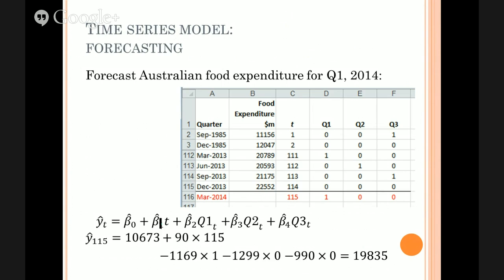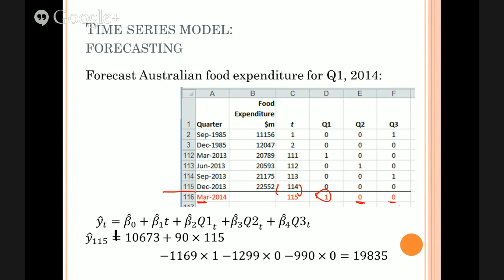So let's suppose the data finished at the end of 2013. Suppose we wanted to predict what was going to happen in the first quarter of 2014. Well, in the first quarter of 2014, we know what T is going to be. It's going to be 115 because it was 114 in the previous quarter and it goes up by 1 every quarter. We know what Q1 and Q2 and Q3 are going to be because we're in the March quarter of the year. That's a 1 and that's a 0 and that's a 0.